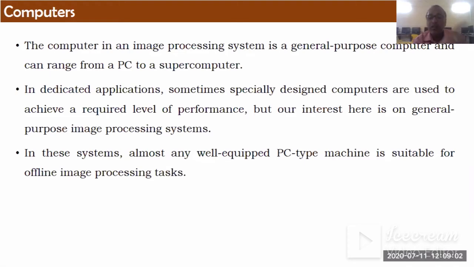So dedicated computers are used for a specific purpose. Such computers are also used in image processing applications. In this system, almost any well equipped PC with suitable offline or online image processing tasks can be applied. So those are the computer systems.